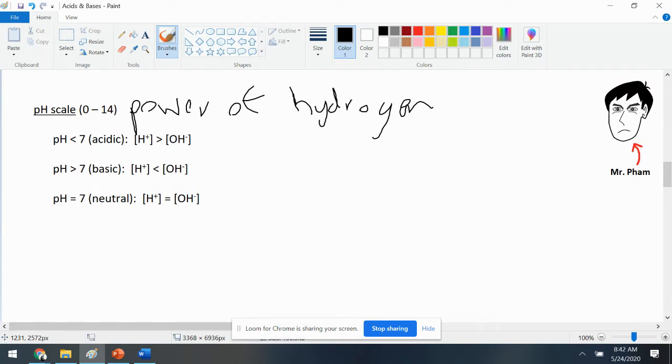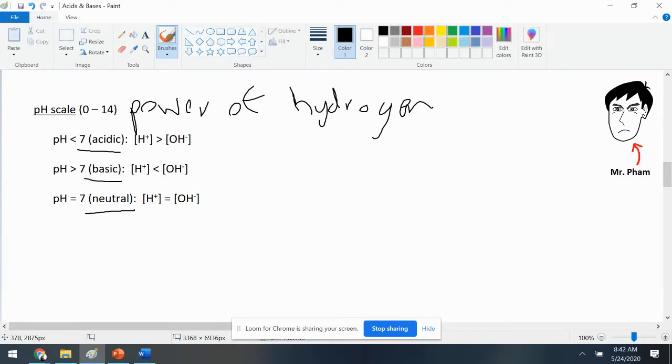If the pH is greater than 7, it's going to be considered basic. If it's less than 7, it's acidic. And if it's equal to 7, it's going to be considered neutral.